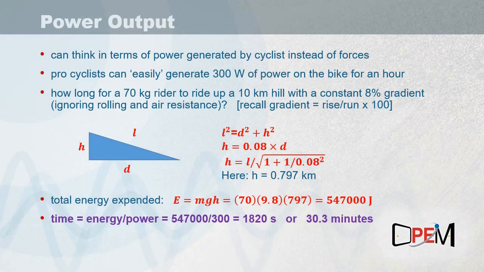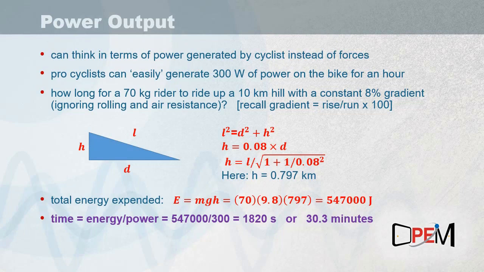Remember that power is just energy divided by time. Here we want to rewrite to find the time, so that's going to be energy divided by power. And so the energy needed, again, is 547,000 joules. The rider is generating 300 joules per second, or 300 watts of power. And so that ratio turns out to equal approximately 1,820 seconds, or converting to minutes, 30.3 minutes. And so that's much less than an hour.